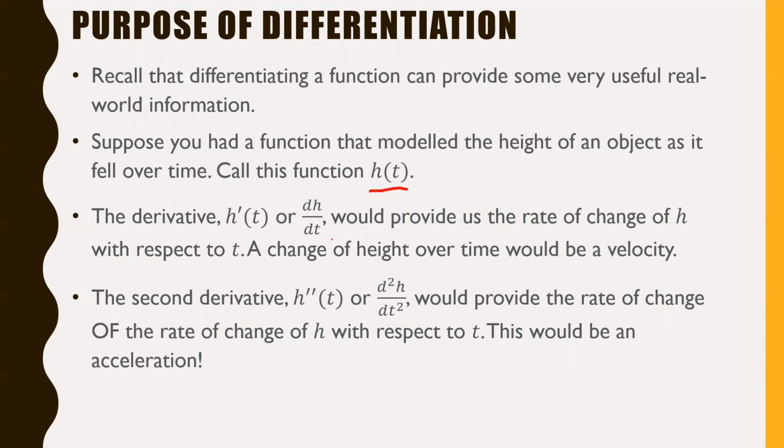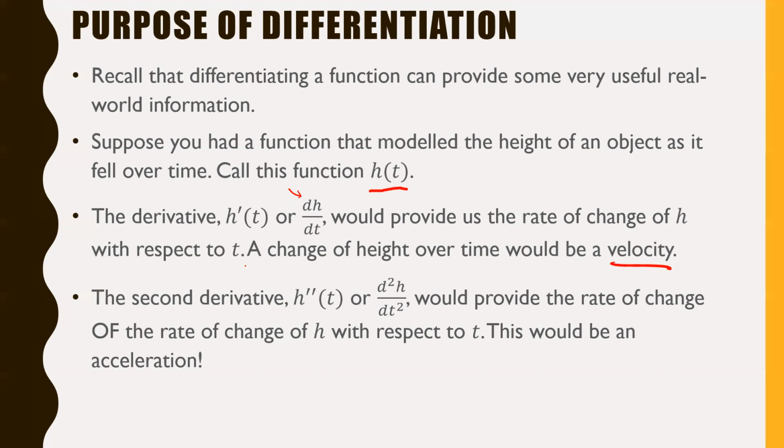Now, the derivative of the function, h prime of t, or if you like Leibniz notation, dh over dt, the derivative of h with respect to time, would provide us the rate of change of h with respect to time. This means it's a change of height over time, and that's known as a velocity. In other words, the speed at which that object would be falling.